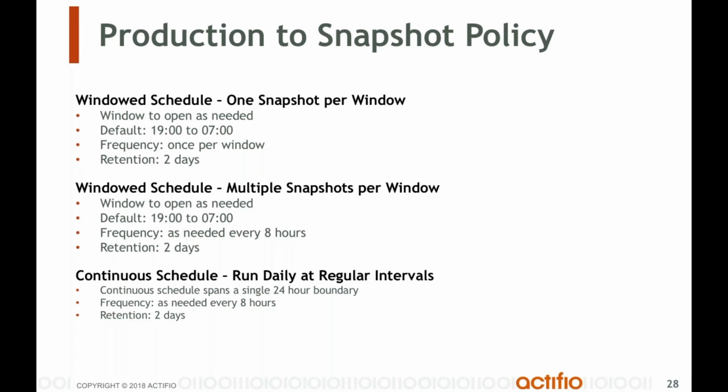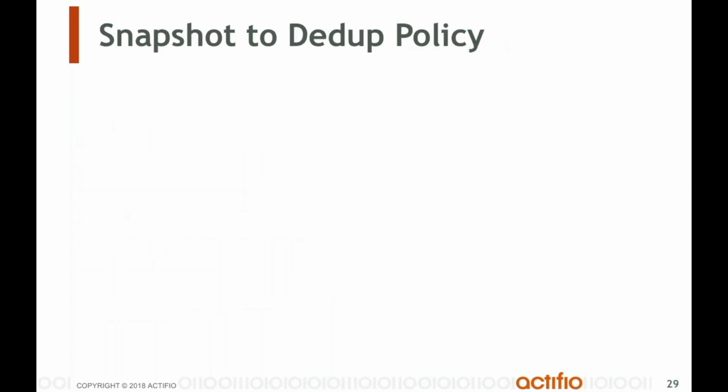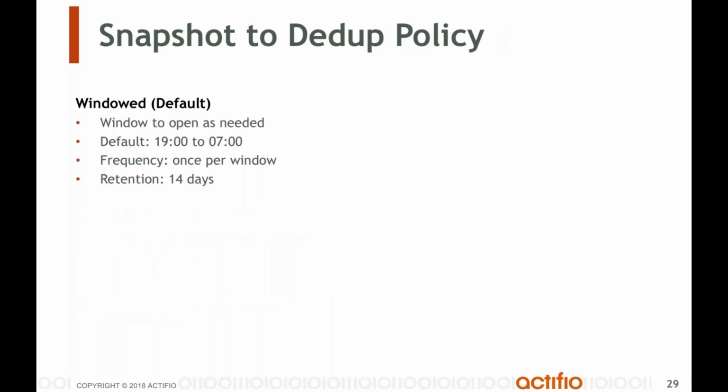Moving on, the snapshot to dedupe policy gives us windowed as its normal default. Right? This one here also, the window will open as it's needed. The default, though, is set for 1900 to 0700. And that's one of the things that you also want to pay attention to.